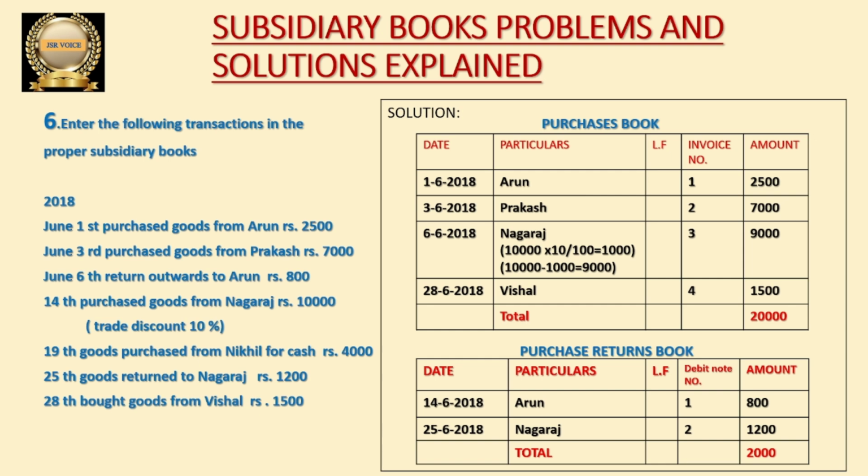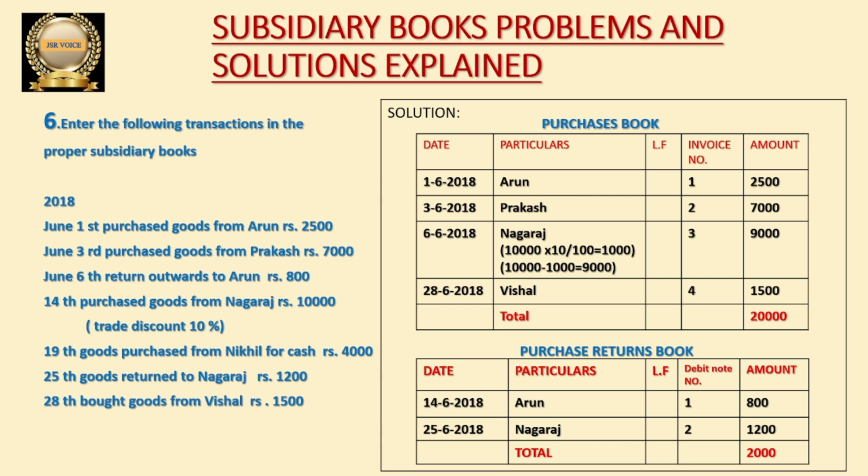So name is given, second condition also satisfied, and we don't have the cash word here, so the third condition is also satisfied. That is, it is not a cash purchase, it is a credit purchase. We should record it in the purchase book. You can see in the purchase book, in the solution: date column 1-6-2018, particulars column Arun, LF column empty, invoice number 1, amount column 2500.